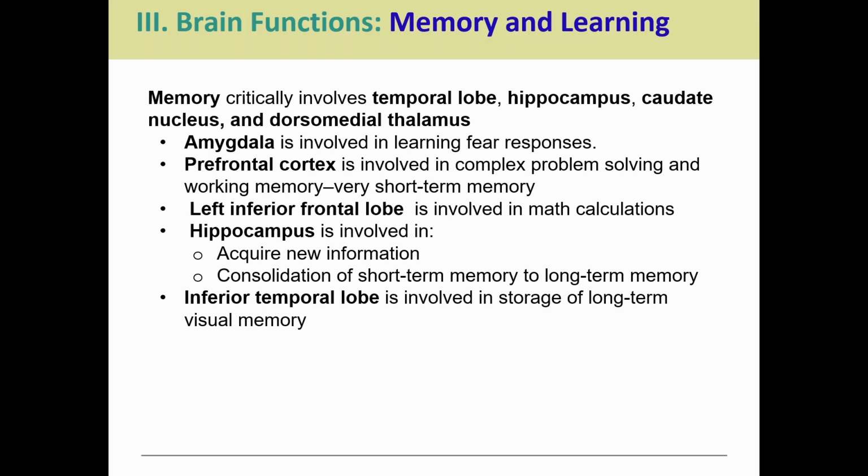So what is memory and what parts are involved with memory? Again, memory is just your ability to recall something, whether it's in the short term or the long term. This is going to involve a lot, right? Memory is complicated, so it involves the temporal lobe, the hippocampus, the caudate nucleus, the dorsomedial thalamus. The amygdala is involved with learning fear responses.